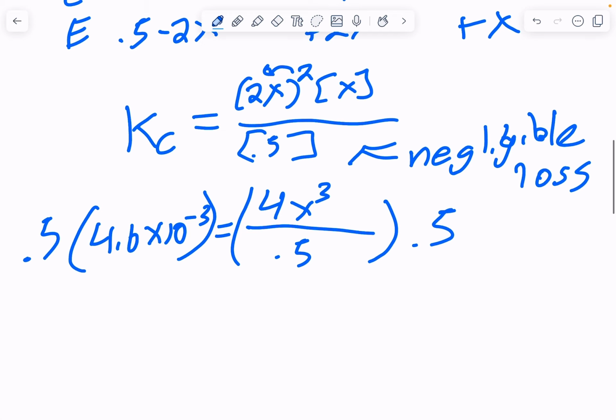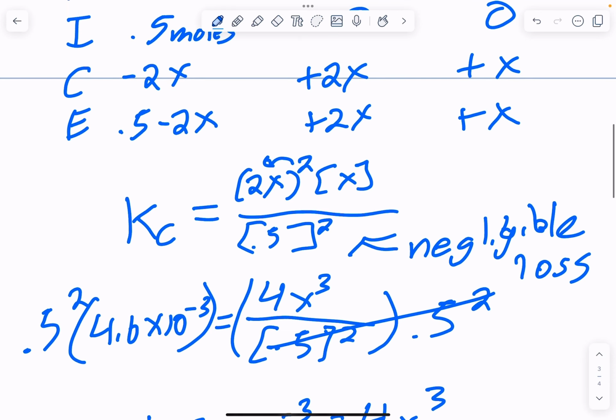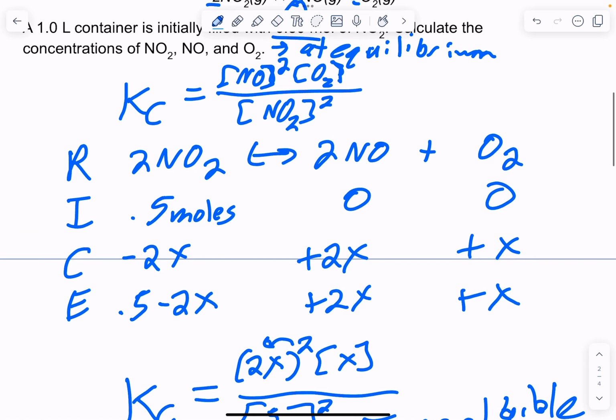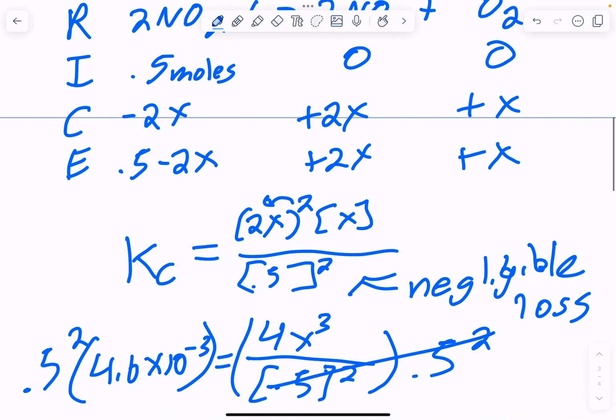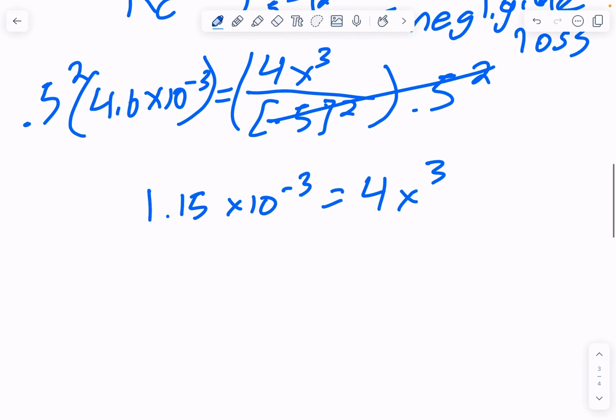Oh, I missed something. Sorry, it is squared right here. So this gets squared. So that one will multiply by 0.5x squared. Going back to my mistake that I just put in, right here, it is NO2 squared. So I have to make sure my NO2 squared is there. So I'm just putting back in the algebra that I should have had initially. Okay, so that becomes 1.15 times 10 to the negative 3 is equal to 4x to the third.